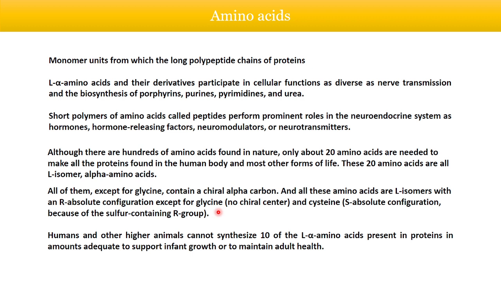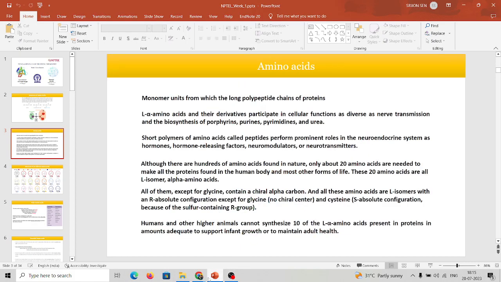Humans and other animals cannot synthesize 10 of the L-alpha amino acids present in proteins in high amounts, to support infant growth or to maintain adult health. Those are the essential amino acids which are needed by the body, but humans and other animals cannot synthesize them, so they have to be provided from outside for growth and maintaining health.